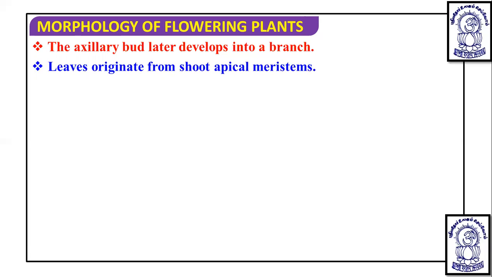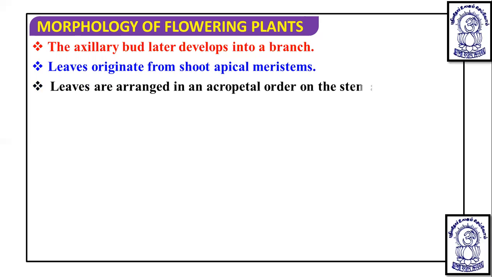Now, from where does this leaf originate? Actually, leaves originate from the shoot apical meristem. Means when the shoot apical meristem is active, it can develop a leaf laterally while growing. And leaves are arranged in acropetal order on the stem and its branches.